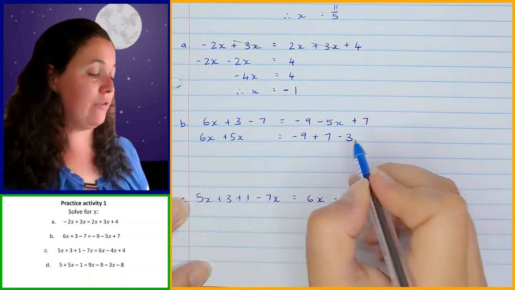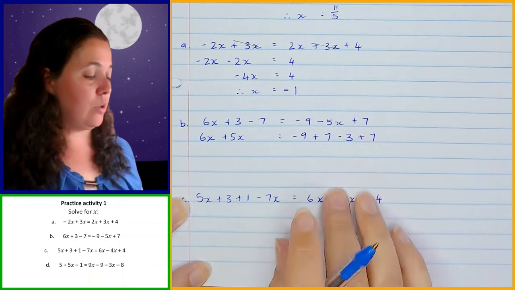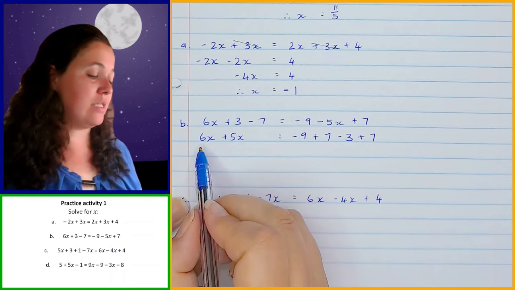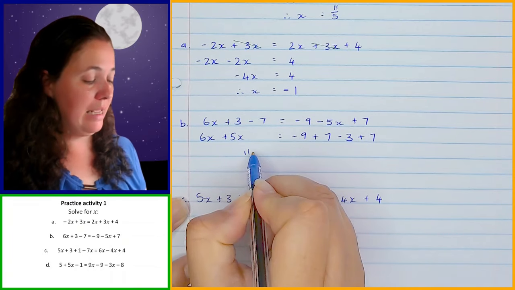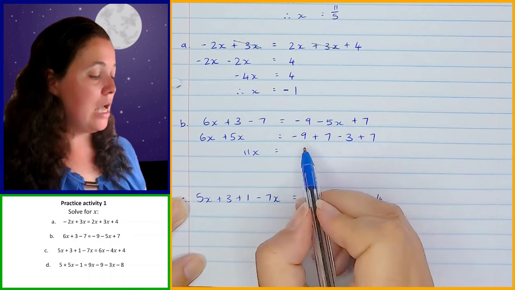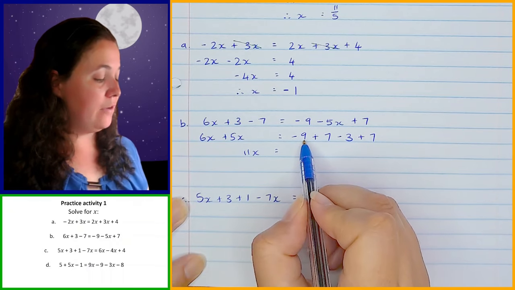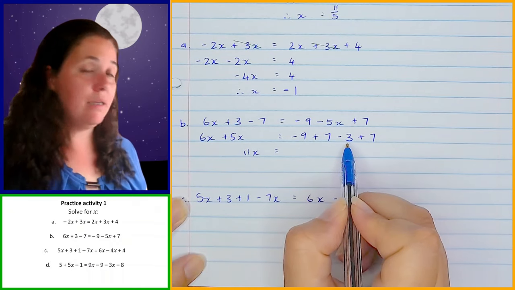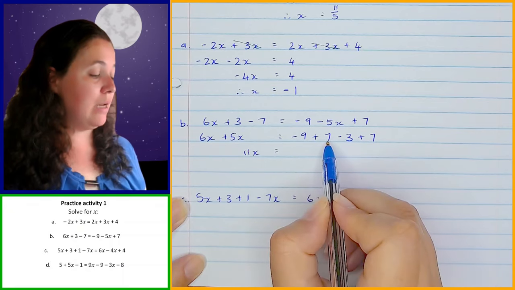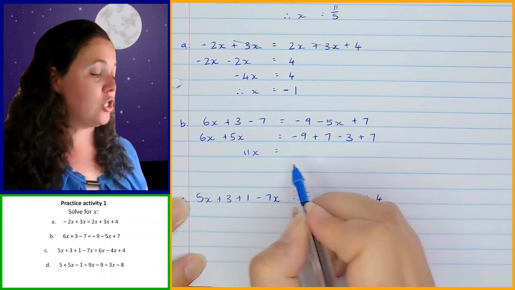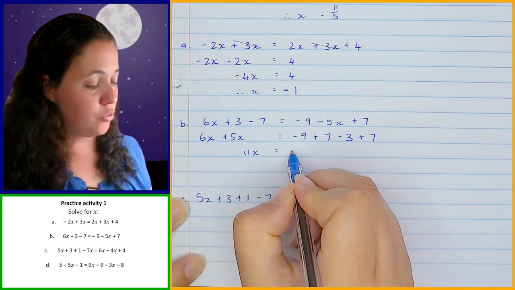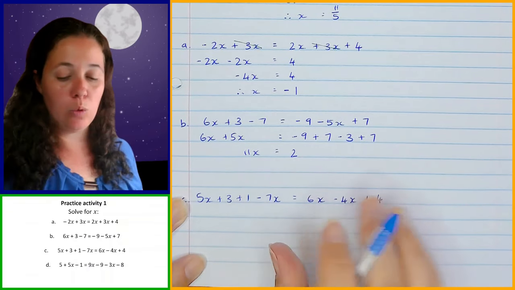I need to add 7. So I'm going to add 7 on this side as well. Okay, so now I'm going to simplify. So I've got 6x plus 5x is 11x. Over here, I've got negative 9 minus 3 is negative 12. And then plus 7 plus 7 is plus 14. So negative 12 plus 14 is 2. So that gives me 11x equal to 2.